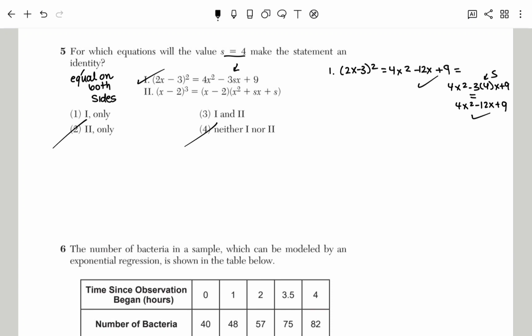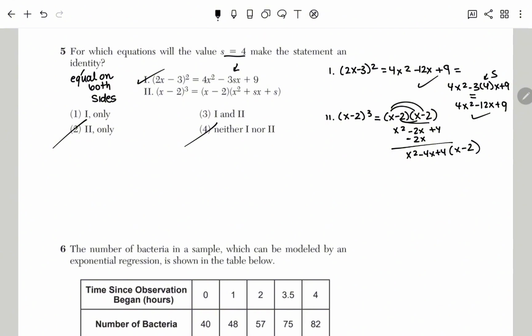So we want to break down answer choice number 2. So x minus 2 cubed. I'm going to do my squared first. So x minus 2 times x minus 2. I'm going to FOIL. X squared minus 2x minus 2x plus 4. X squared minus 4x plus 4 times x minus 2. Do I have to keep going? No, because the second part is written the same way.